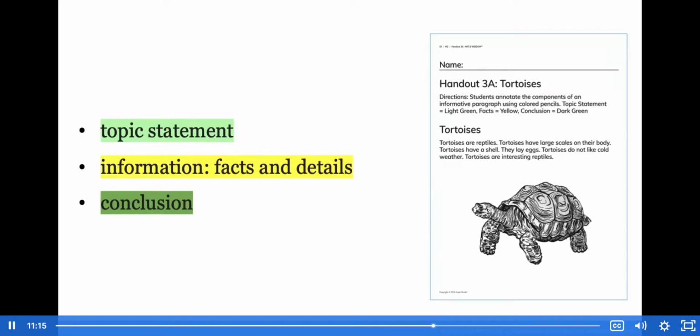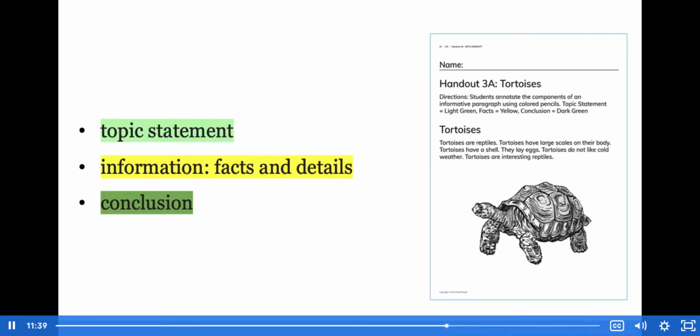All right, let's review the definitions. Remember, a topic statement is a sentence that tells what the paragraph is about. And then the information is where you're going to share your facts and your details about a topic. And the conclusion or the ending often repeats the topic.